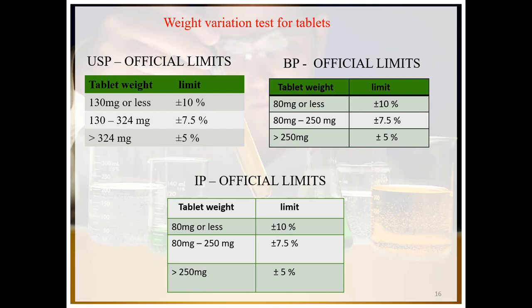Now, if the weight of the tablet lies between 130 to 324 milligram, then the official limits according to USP should be 7.5% plus minus, increase or decrease. If the tablet weight is greater than 324 milligram, then the limit for those tablets is plus minus 5%.